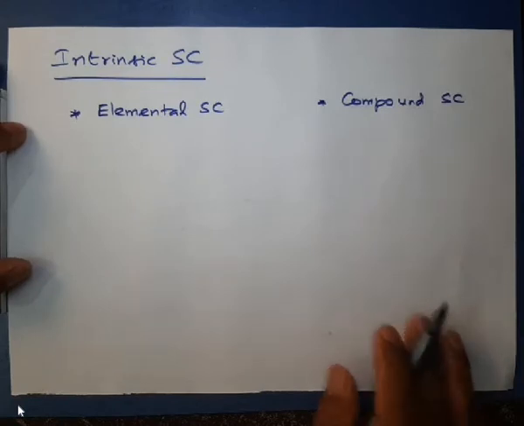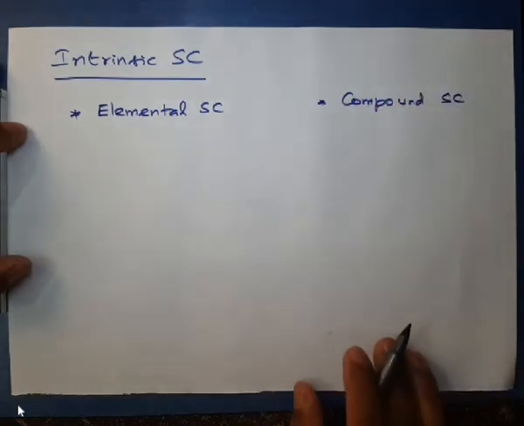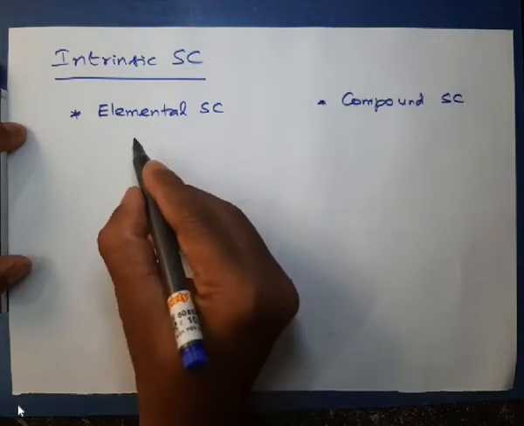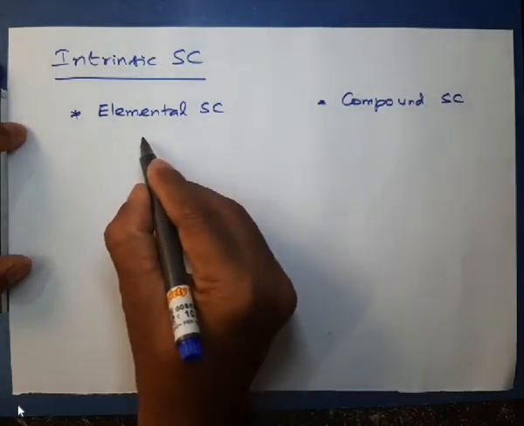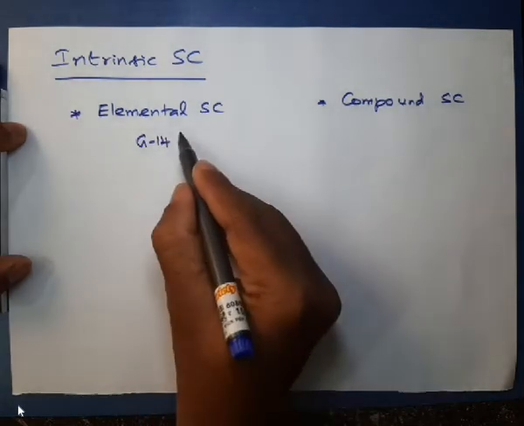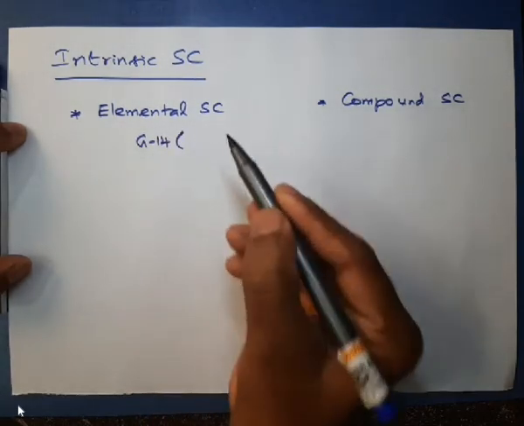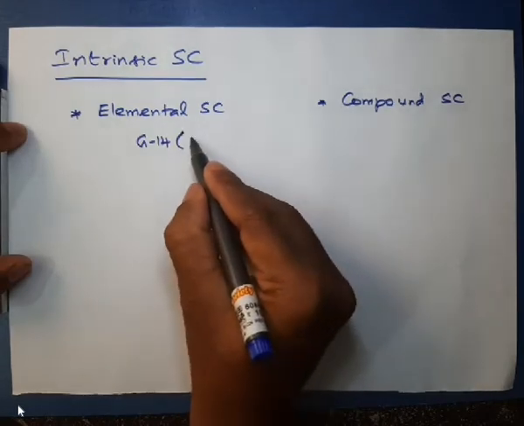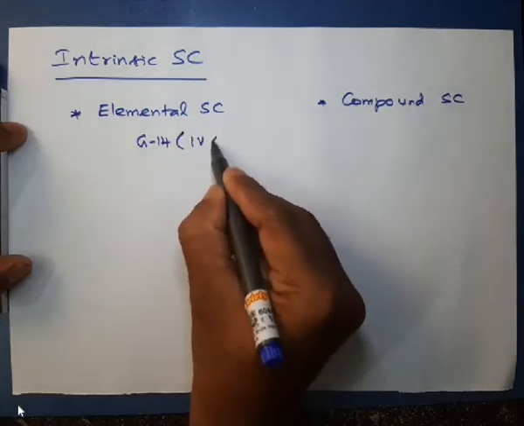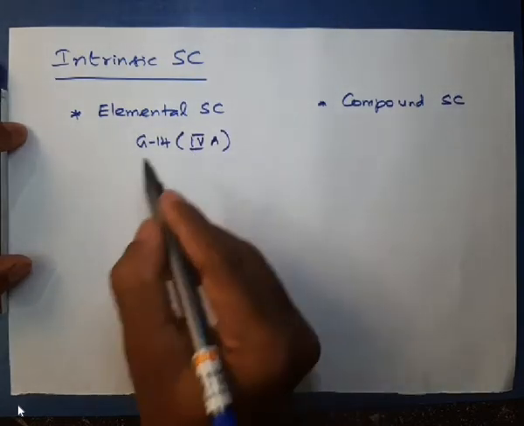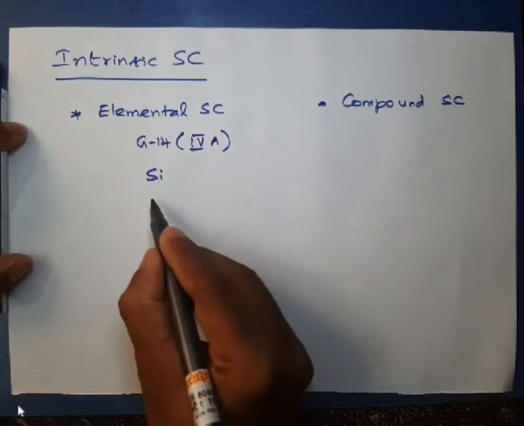Elemental semiconductor and the other one, compound semiconductor. In the periodic table, elements belonging to group 14, the old symbol for this group is group 4A. So elements belonging to group 4A, very specifically silicon and germanium.